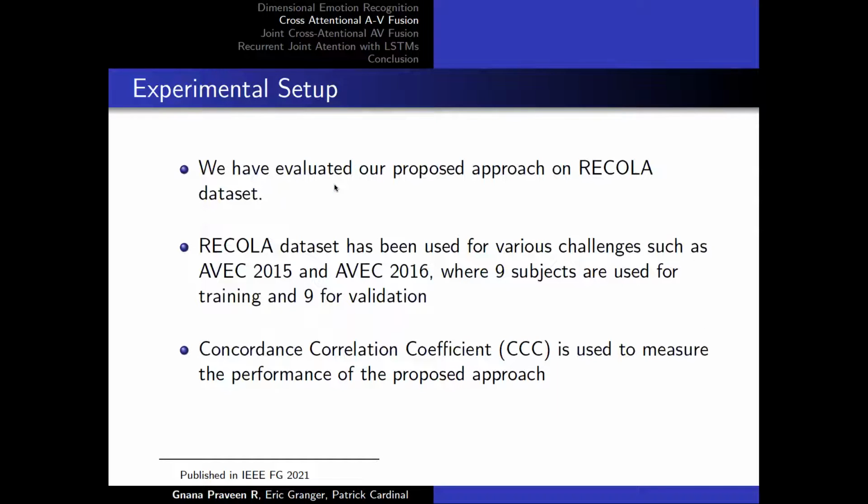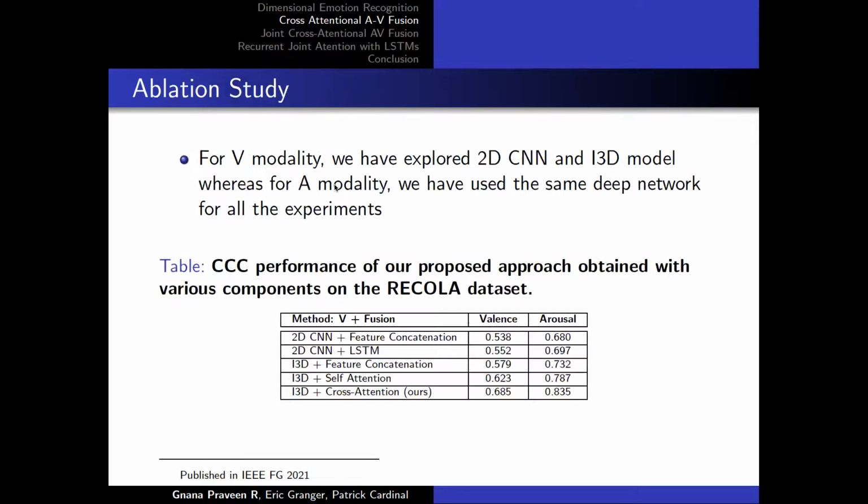So we have validated the proposed approach on the RECOLA dataset, which has been widely used in various challenges like AVEC 2015 and 2016. It has 18 subjects, of which 9 are for training and 9 for validation. And CCC is the evaluation metric which has been widely used for dimensional emotion recognition.